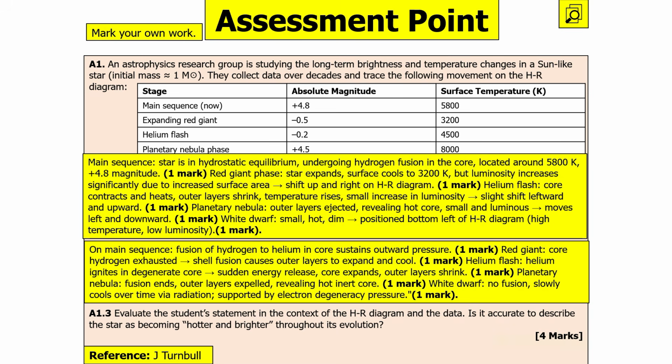The planetary nebula occurs when the fusion ends, the outer layers are expelled, revealing a hot inert core. And the white dwarf is where there's no fusion and the star is slowly cooling over time via radiation loss, supported by electron degeneracy pressure.